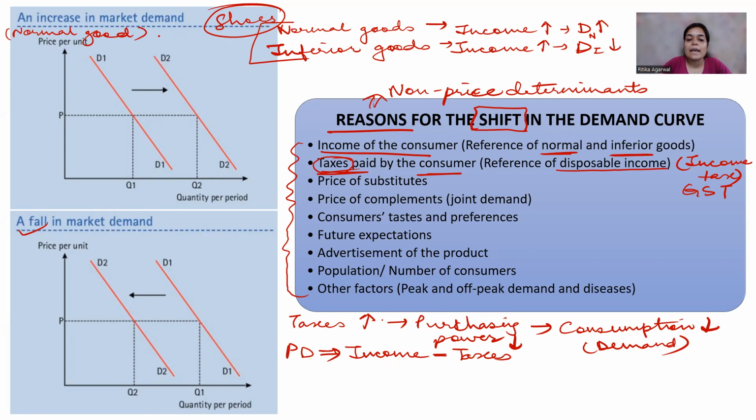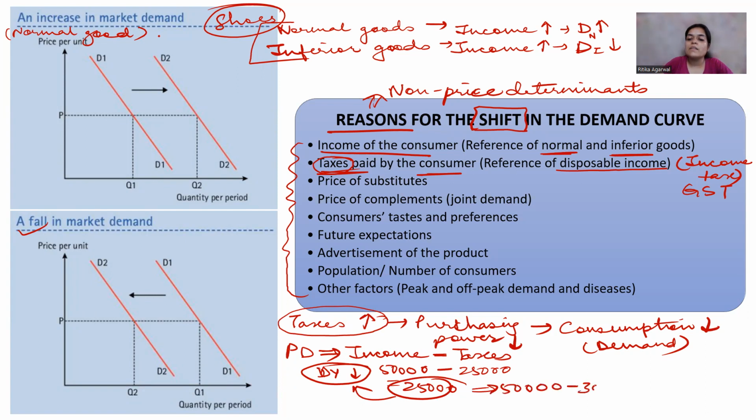So income minus taxes is the disposable income. Now, if we say that taxes have increased, that means your personal disposable income will fall. Why? Suppose your income is 50,000 and your taxes earlier were 25,000. Hypothetical example, this will lead to 25,000 as your disposable income. Now the taxes have increased. Suppose they became 30,000: 50,000 minus 30,000. Now your disposable income is 20,000 only. So this is a decrease in the disposable income due to the increase in the taxes. So if the taxes increase, the disposable income will fall.